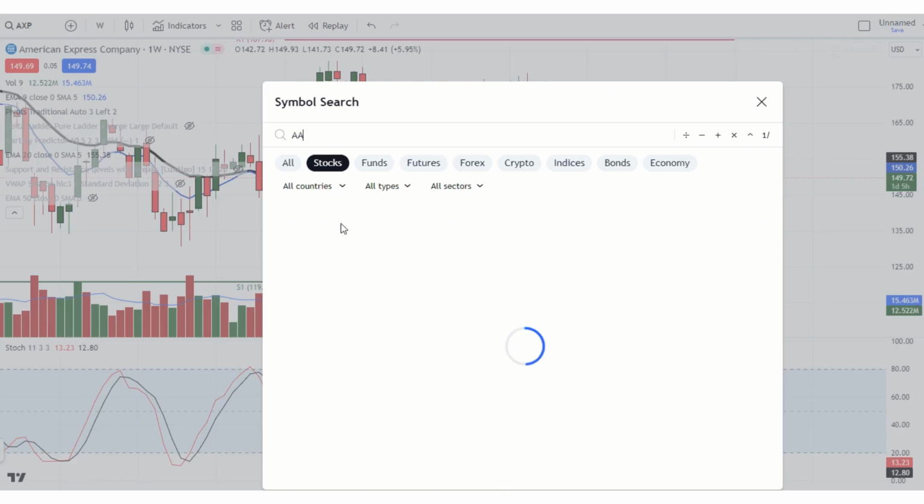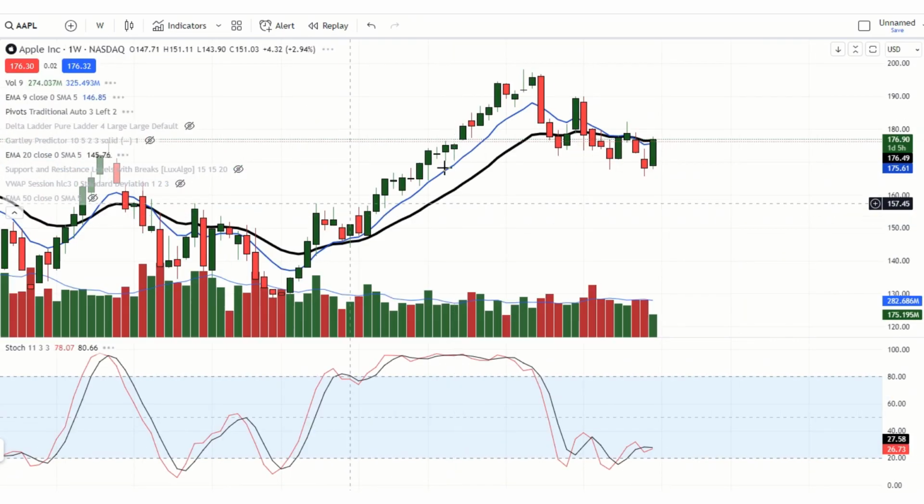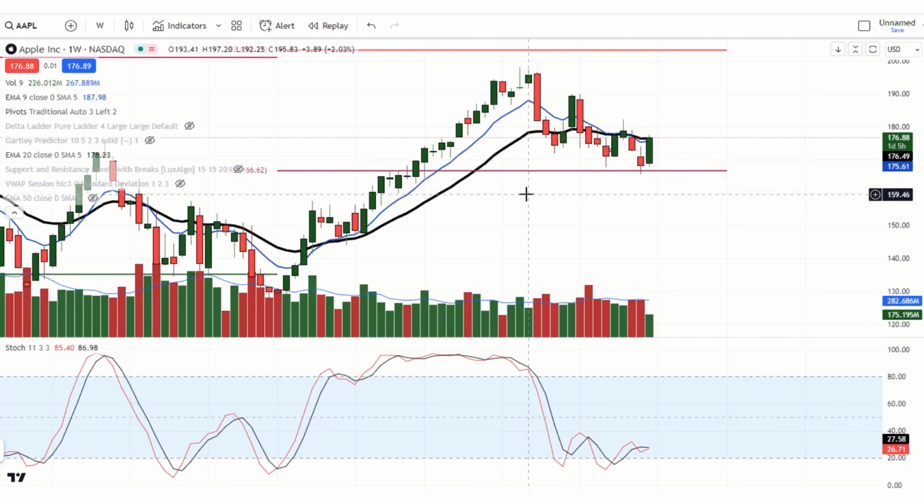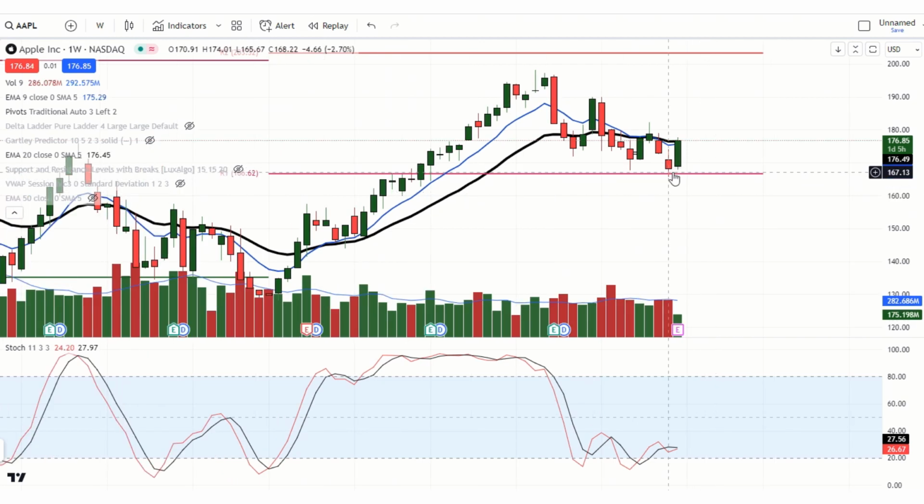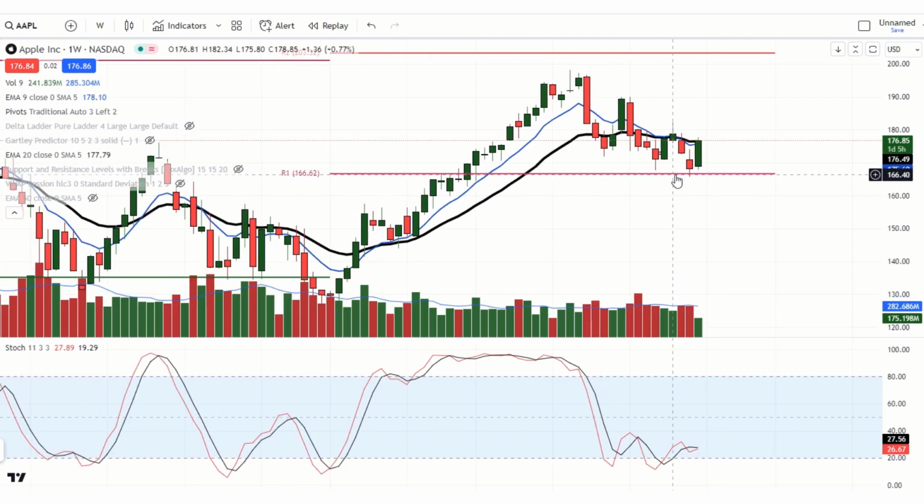Let's go over to Apple. First, we're going to start with the weekly chart on Apple. And now on Apple, this is what the banks and the big dogs look at. Weekly chart right up here. We're at major support level. There's a major buy area right here at 166.62.